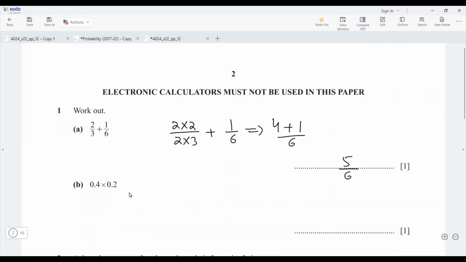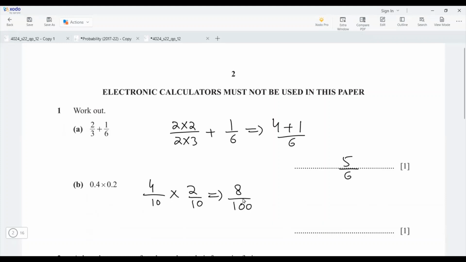Moving ahead to part B. If there are two decimals, we can multiply them directly in the rough work, or we can remove the decimals and divide by, you can say, count the number of digits after the decimal. There is 1, so we can divide by 10. So multiply by 2 over 10. So 4 times 2 is 8. 8 and 10 times is 100.